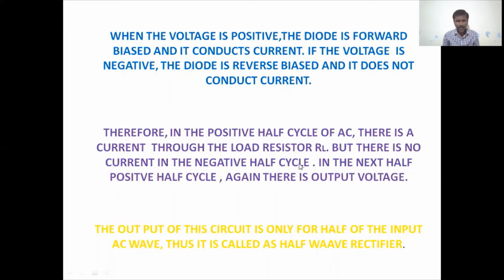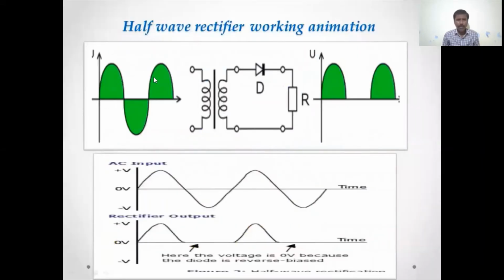In the next positive half cycle, again there is output voltage. So what is happening here? When the positive cycle enters the diode, it is collected by the load resistor. When a negative cycle enters this diode, what happens? It is not collected.